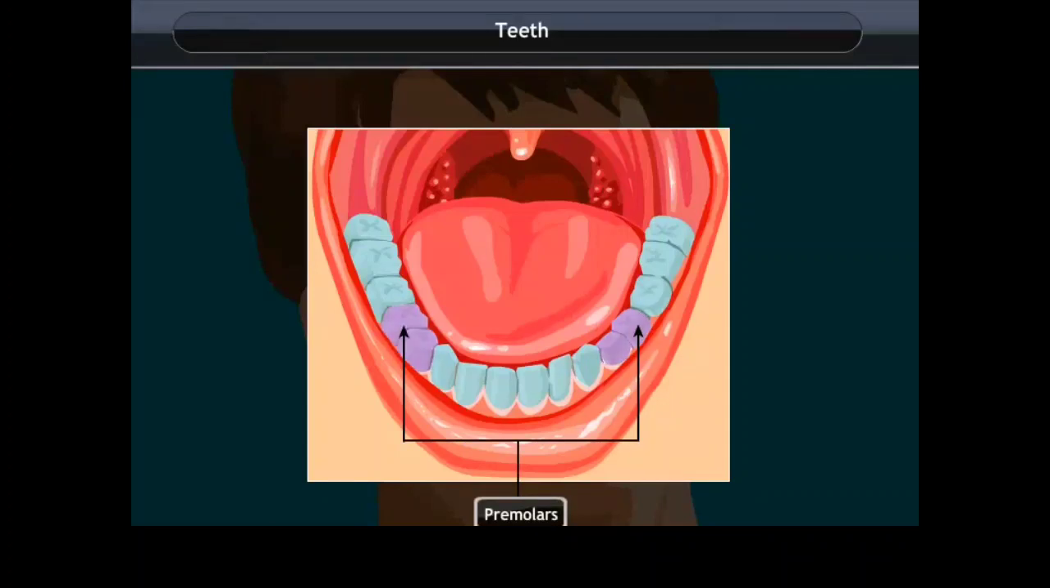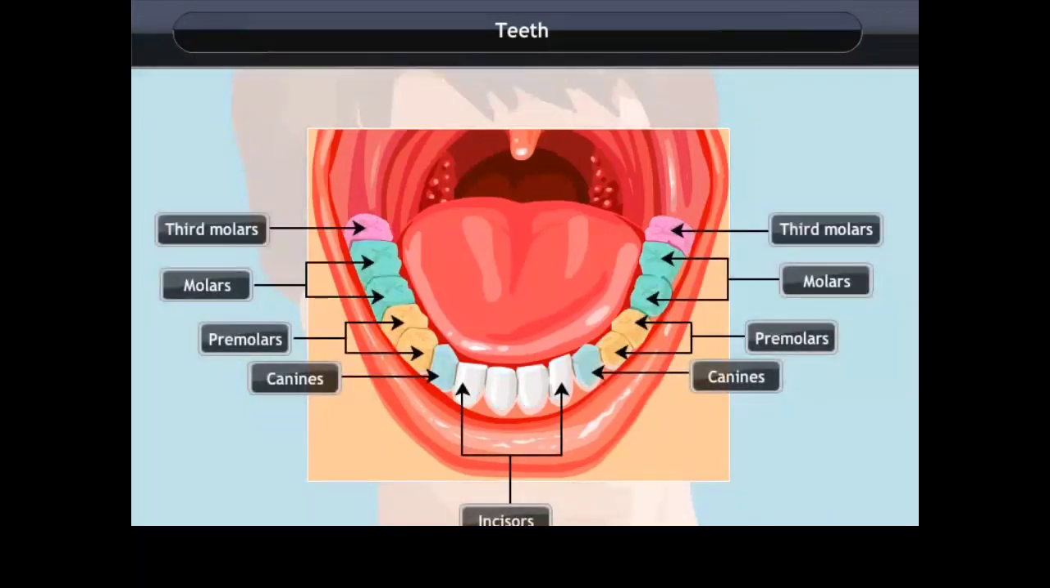Premolars lie next to the canines. There are 4 premolars in each jaw. They are used for chewing and grinding food. Molars lie next to the premolars at the end of the jaw. There are 6 molars in each jaw. They are also used for chewing and grinding food.